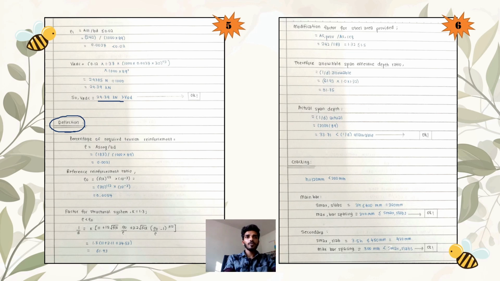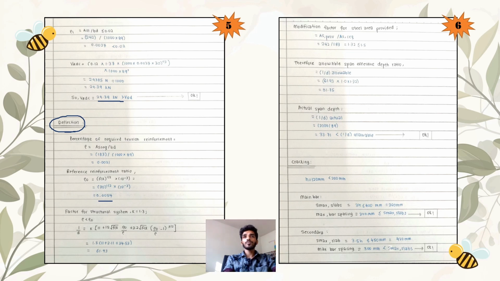So the answer we are able to get is 0.0054 after the calculation. The factor for a mutual structural system will be K equal to 1.3. So the E should be lower than PO, and we get 61.93 as the answer. The modification factor for the steel area provided will be As prov over As required. So As prov is 242, divided by As required, which is 183. We were able to get 1.32, which is lower than or equal to 1.5.